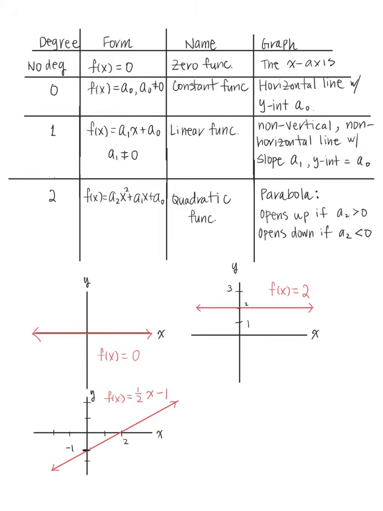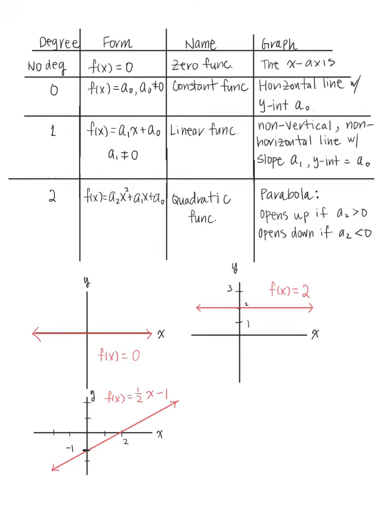So here will be an example. f of x equals 1/2 x minus 1. So notice that our y-intercept is at -1. From there, you're going to have to rise 1 and then run 2 units to the right. So you're going to have 1 over 2 as a slope, and then the y-intercept of -1.